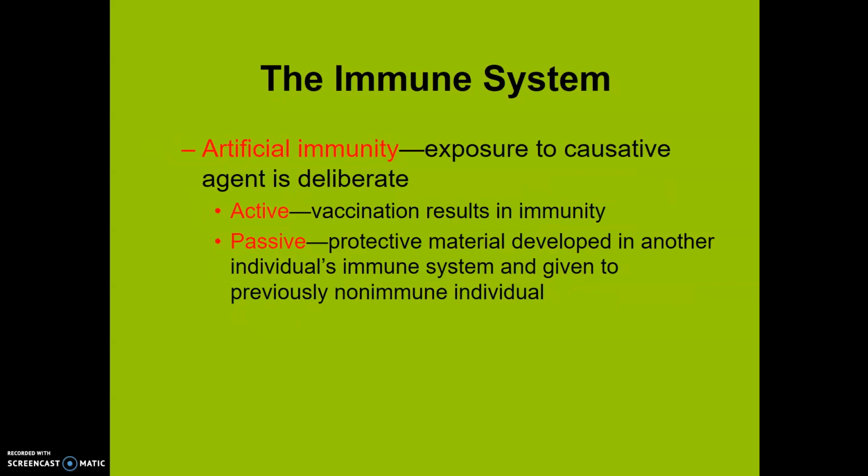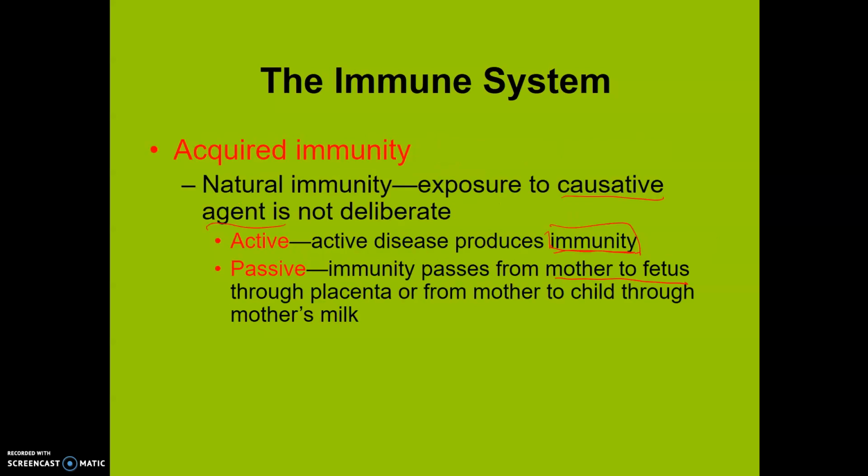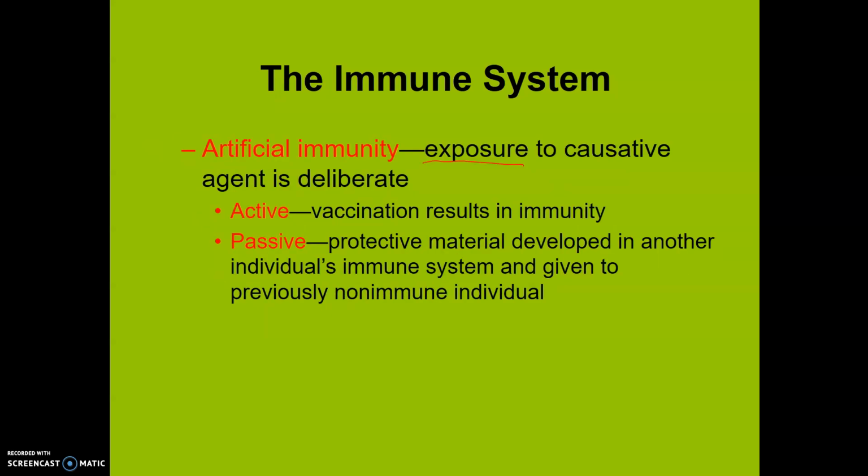Now, artificial immunity is different. This is where we expose ourselves to the causative agent. So it's deliberate. So let's go back. Acquired immunity, natural immunity to things in the environment that you're exposed to. Artificial immunity, these are our vaccinations. So active is the result of a vaccination. Passive is, again, this is where you have protection being passed from one person to another.